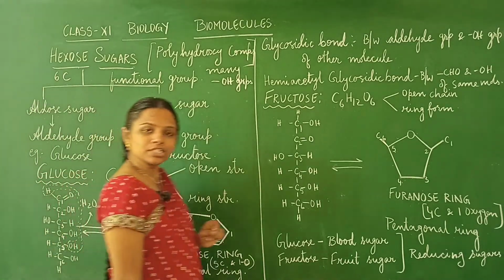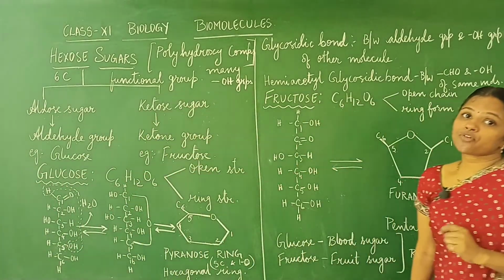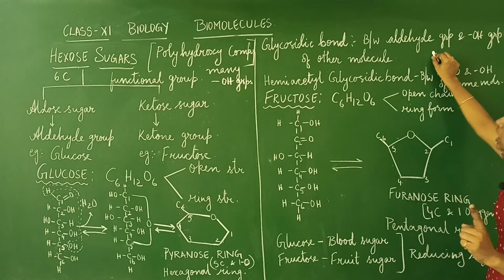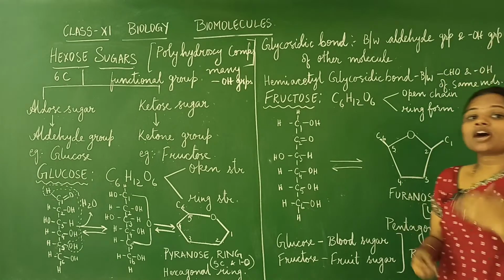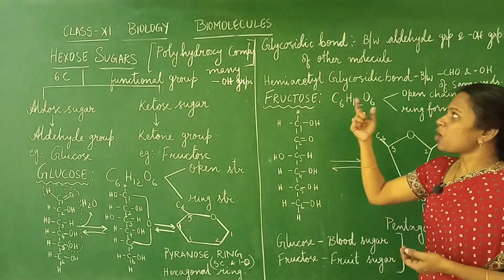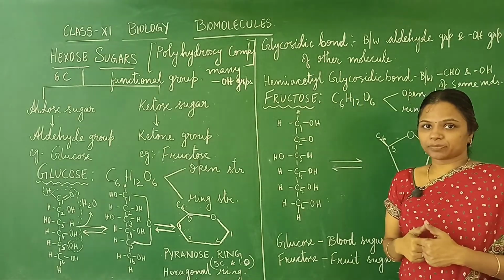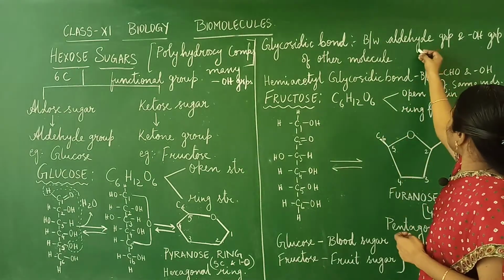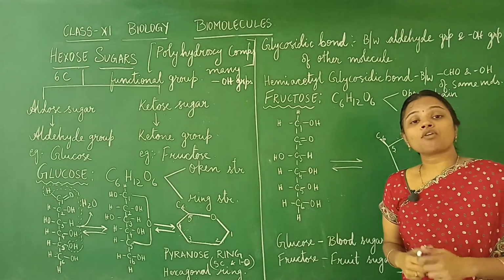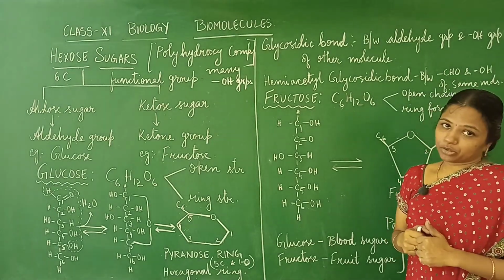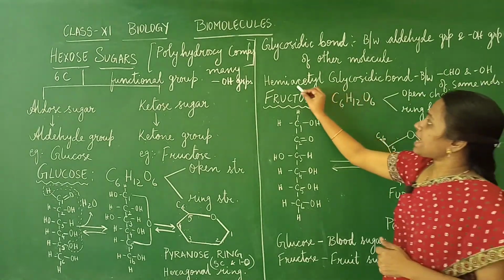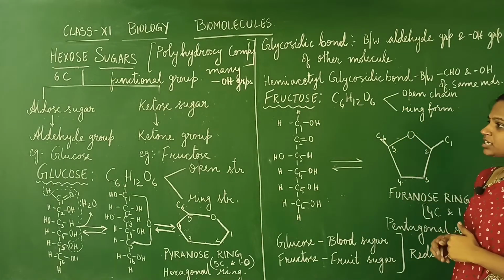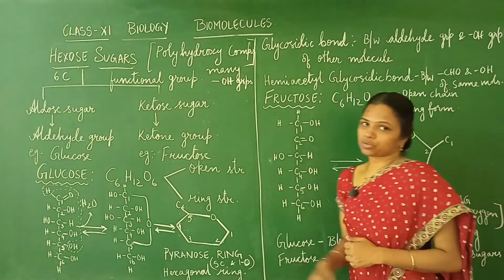Now, a glycosidic bond is a bond which is formed between the aldehyde group of one molecule and the hydroxyl group of another molecule. Such a bond is called a glycosidic bond. But what if it involves both the aldehyde group and hydroxyl group of the same molecule? Then it is called a hemiacetal glycosidic bond, right? So, this is about glucose.